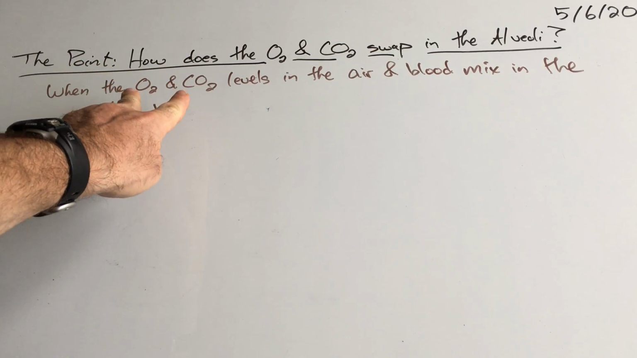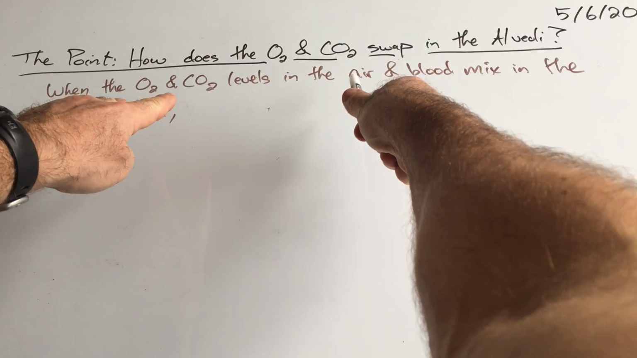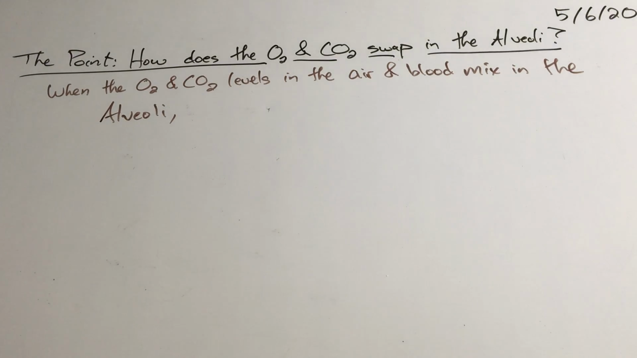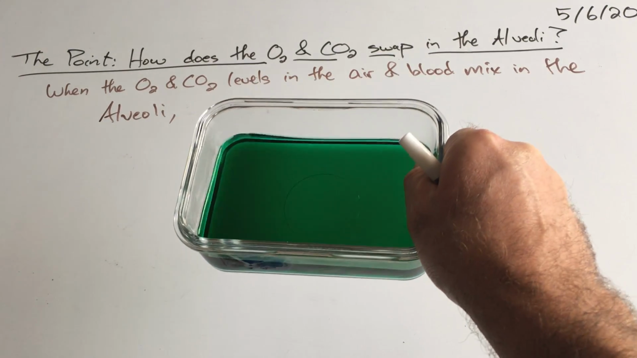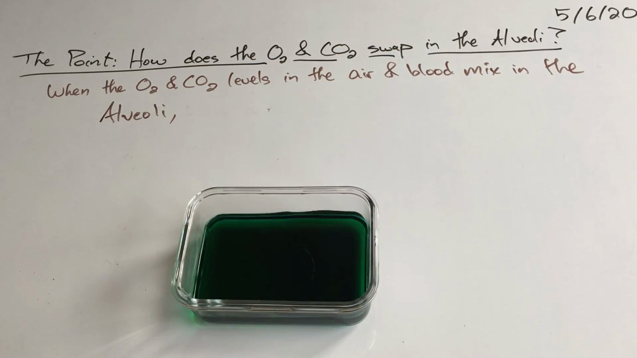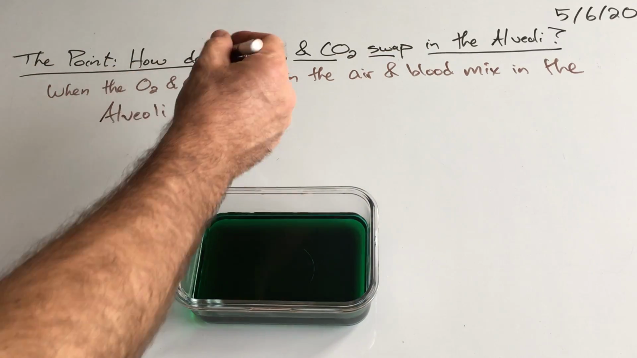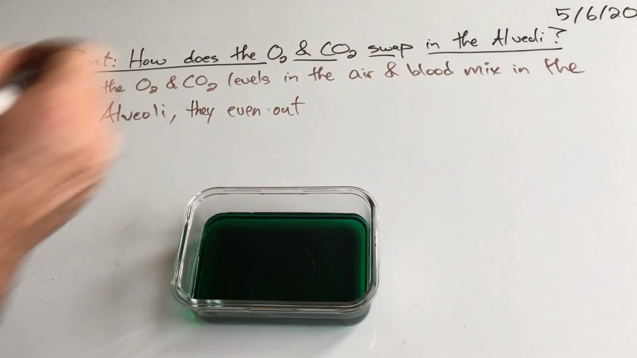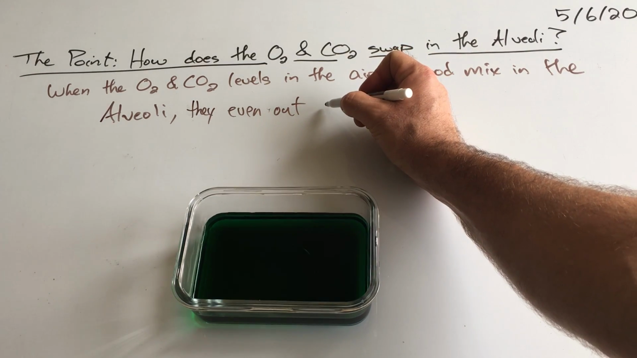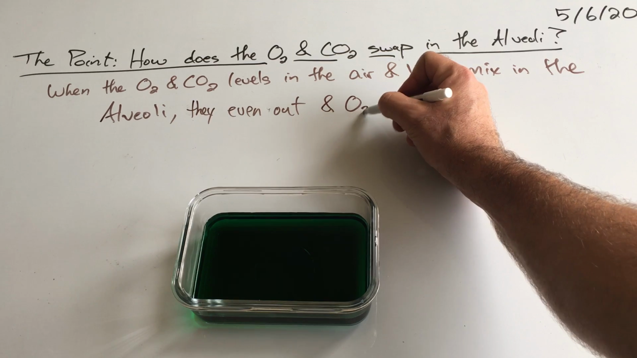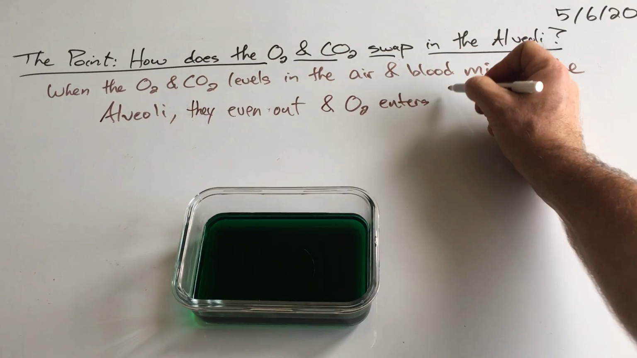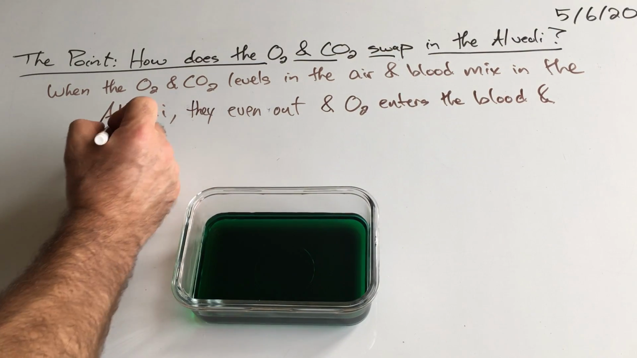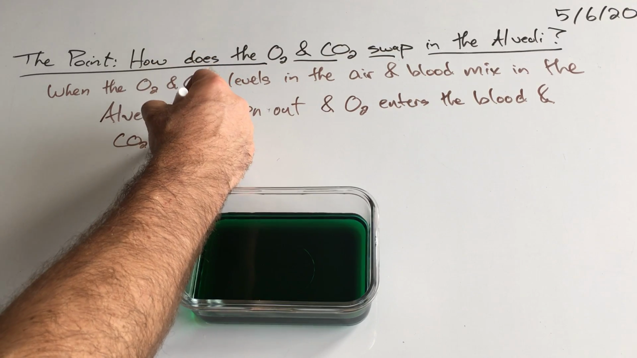so we have the oxygen and the carbon both in the air, and the oxygen and the carbon both in the blood. When they get close enough together, they mix. When they can actually swap positions, when they mix, they even out, which we know is homeostasis, and oxygen enters the blood, and carbon dioxide enters the air.